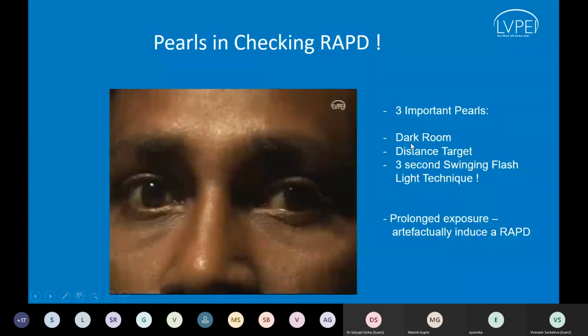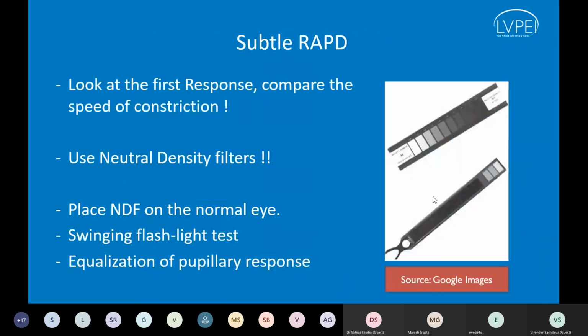We need to have a dark room so that diffuse illumination does not cause a false reflex. We should look at a distance target. The patient should not be looking at a near target so that accommodation is not stimulated. And then you should do a 3-second swinging flashlight technique. What does it mean? You count 1, 2, 3 while stimulating the eye. Why? Because this much is the minimum needed, and if you stimulate more than that, it will blanch the pigment in the eye you are stimulating, and it might artificially induce a RAPD.